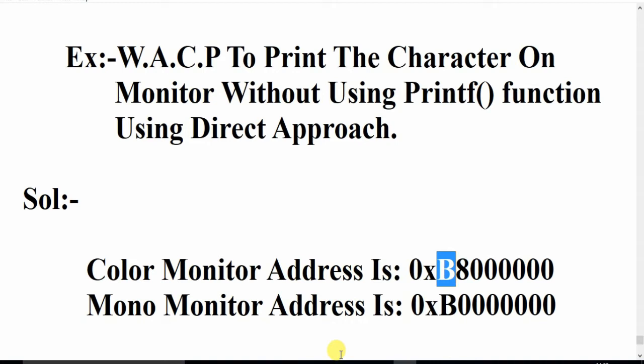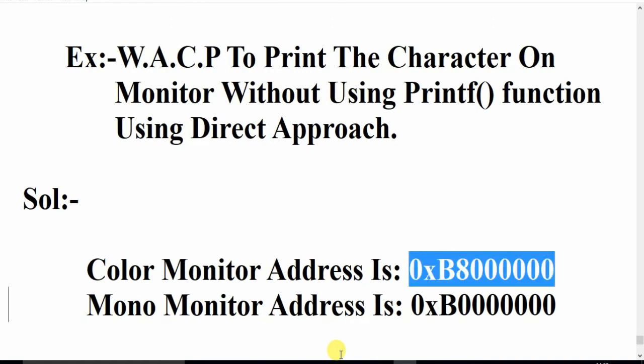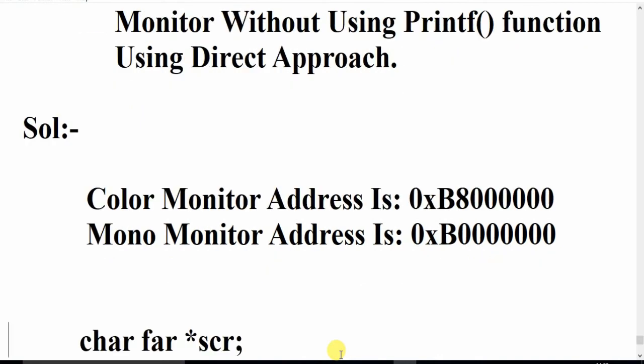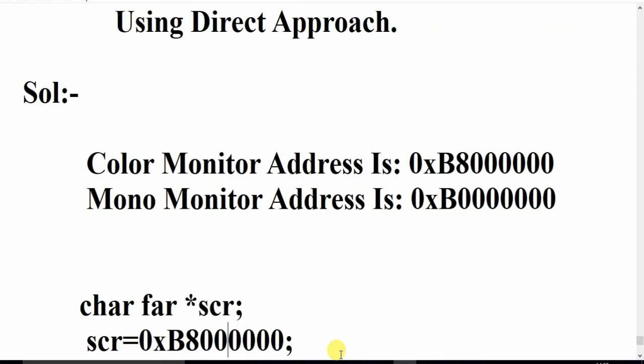If you observe this, 16 power 4 only will be exceeding 65,535, but what you are giving here is 8 into 16 power 6 and b is 11 into 16 power 7. This is exceeding 65,535, so these addresses are not possible to be stored in normal pointers. What is the alternate solution? The user pointers, that is 32-bit pointers here.